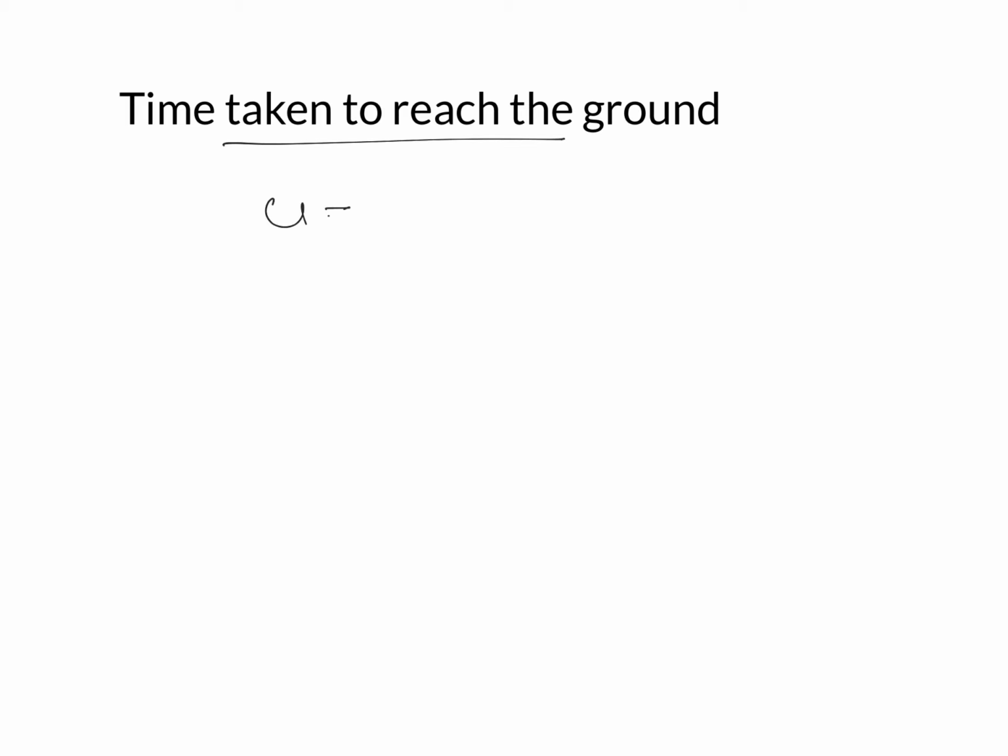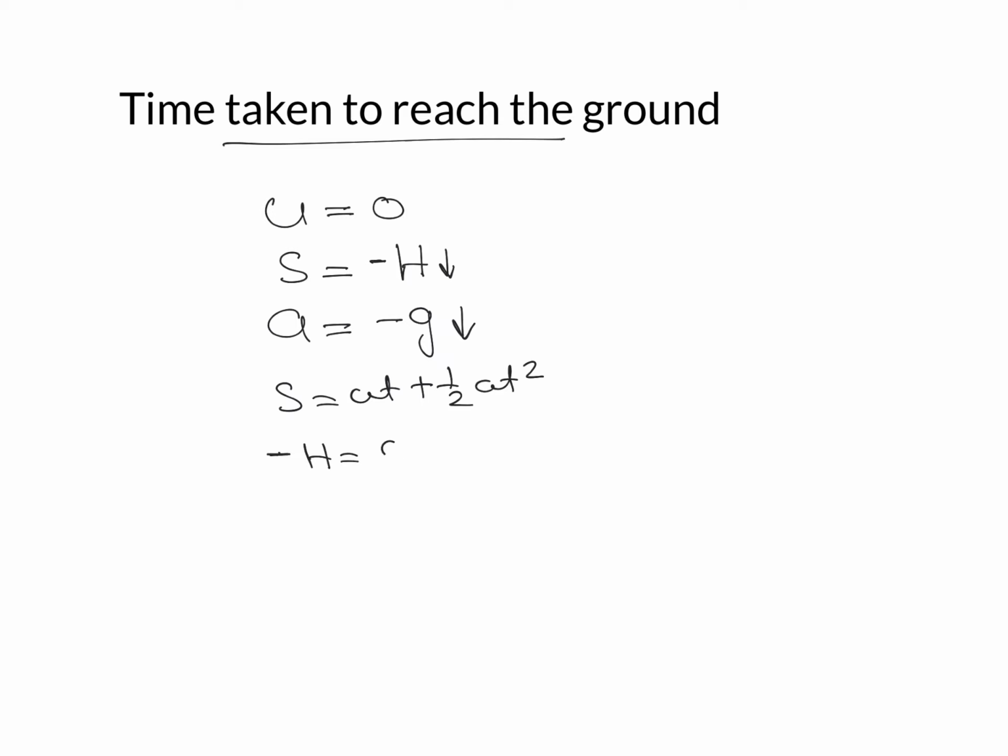As it is dropped, its initial velocity is equal to 0, and distance traveled we can take as h in downward direction, so we can take it as minus h, and acceleration is acceleration due to gravity, that is also in downward direction, so we can take it as minus g. And our aim is to find out the value of time taken to reach the ground. So we can use the equation, s is equal to ut plus half at square. So s is minus h, initial velocity is 0, acceleration is minus g, and time we take as t. So you can write the square root of 2h divided by g will be the value of time taken to reach the ground.